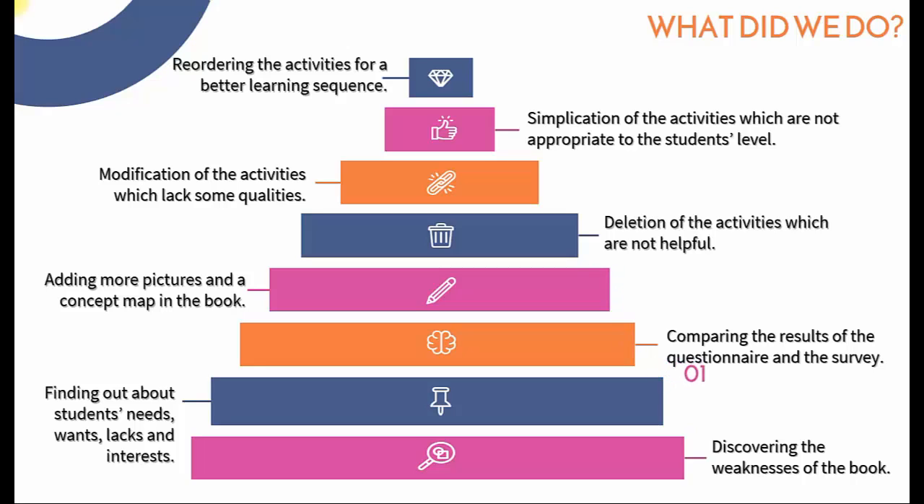Now I want to talk about what we did briefly. First, we discovered the weaknesses of the book. We found out about students' needs, lacks, and interests. Then, we compared the results of the questionnaire and the survey. We decided to add more pictures and a concept map in the book. We deleted some activities we thought were not helpful. And then, we modified some activities which lacked some qualities. We simplified activities which were not appropriate to the students' level. And lastly, we reordered some activities for a better learning sequence.